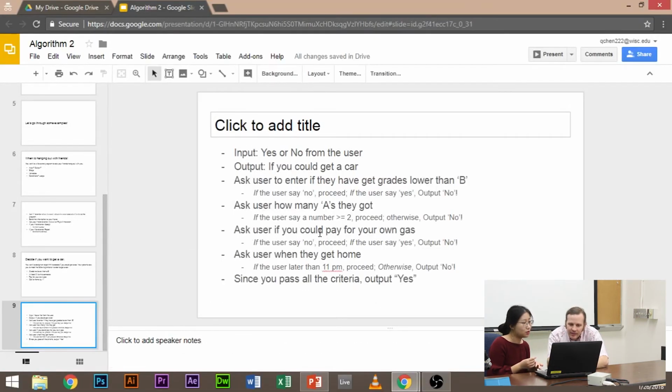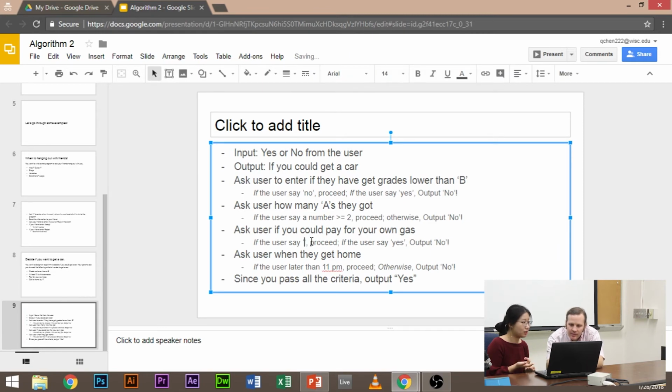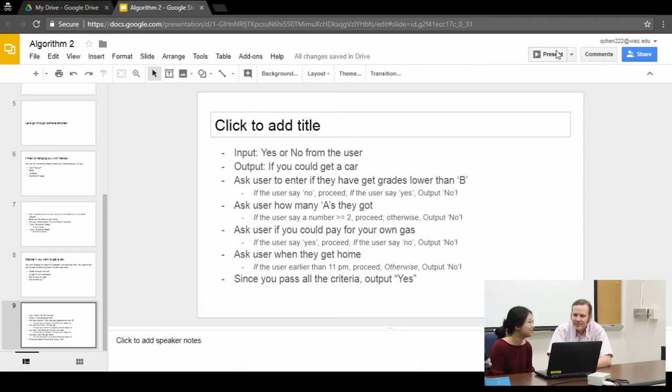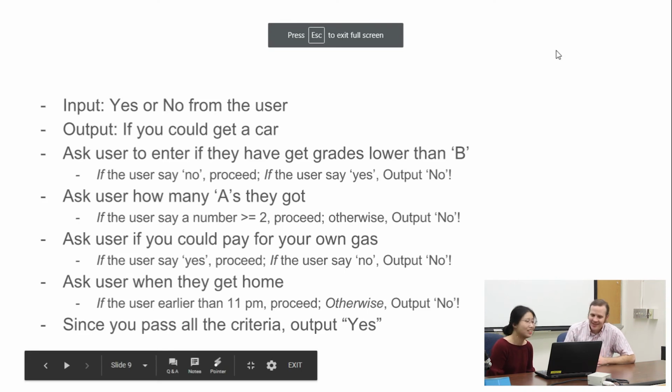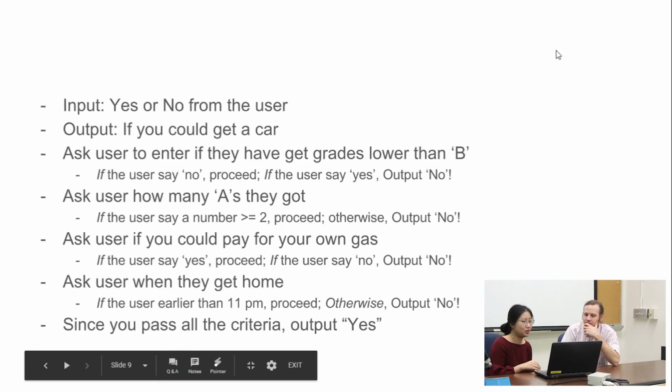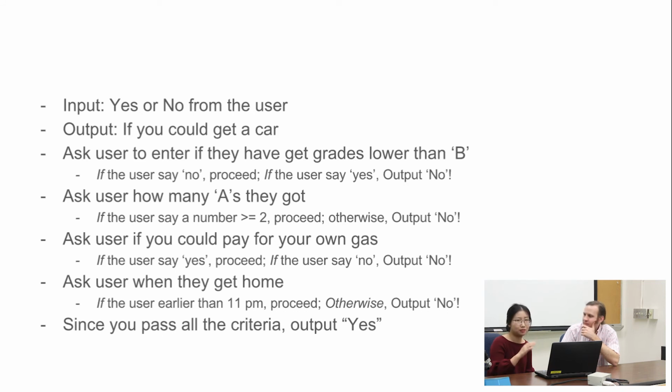And ask the user when they get home. If the user gets home later than 11 p.m., we should output no. Okay, this is wrong too. That should be earlier. Earlier than 11. Yes. Perfect. And that's a big thing: always be willing to fix your algorithm as you find mistakes, right? So if you pass all these questions, then you output yes.